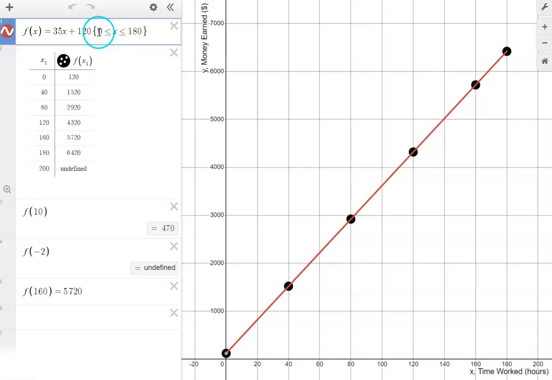The domain is restricted with these curly brackets. They'll be doing all this themselves later. So this is just kind of a first peek at this.